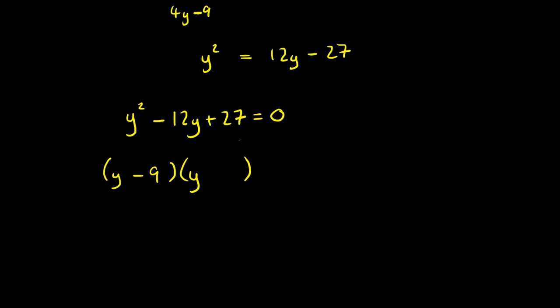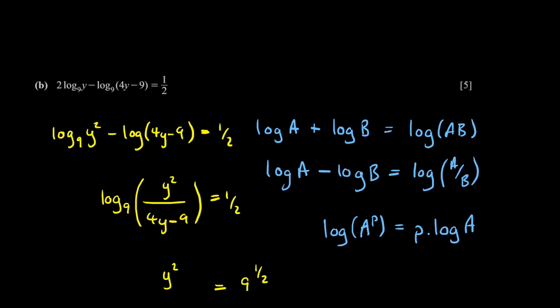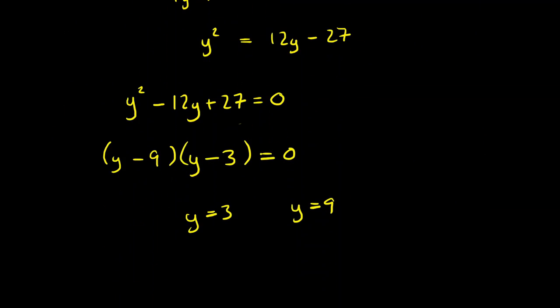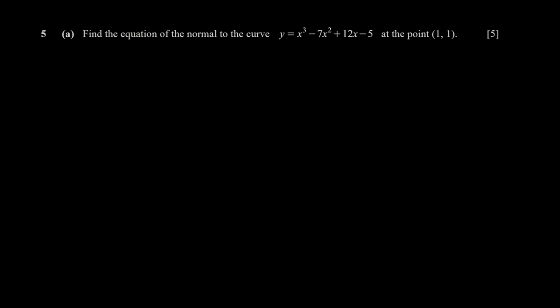So that seems to me like we're going to get negative 9 and negative 3, which means our solution is y is equal to 3 and y is equal to 9. So we're just going to check that against our answers. Can y equal 3 and y equal 9? Yes, I think so.